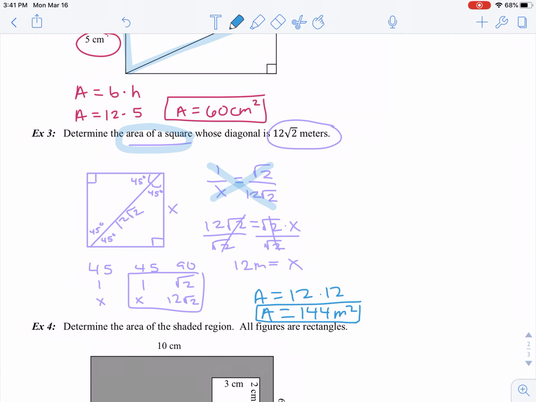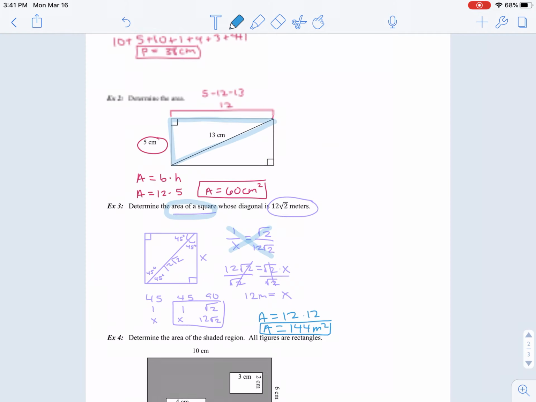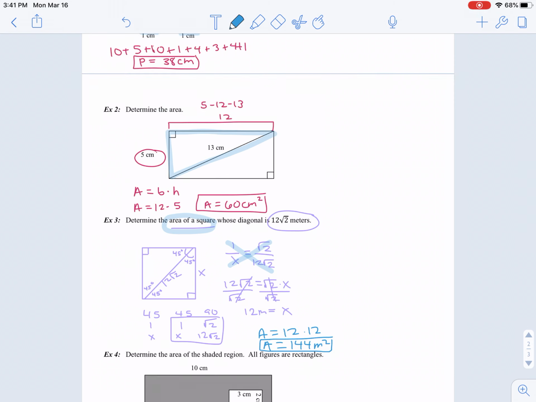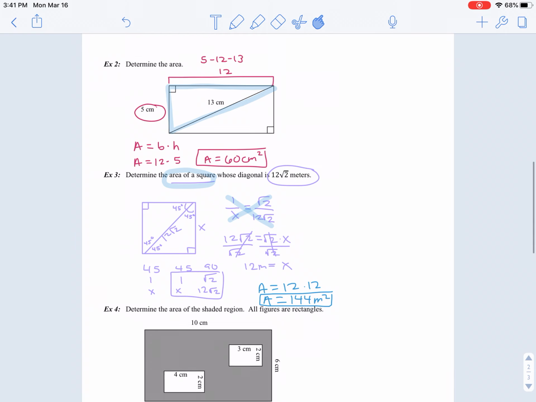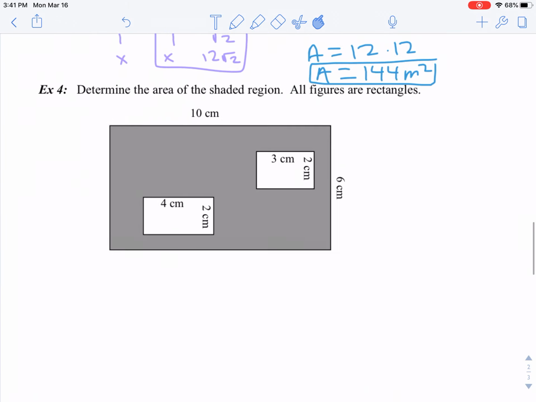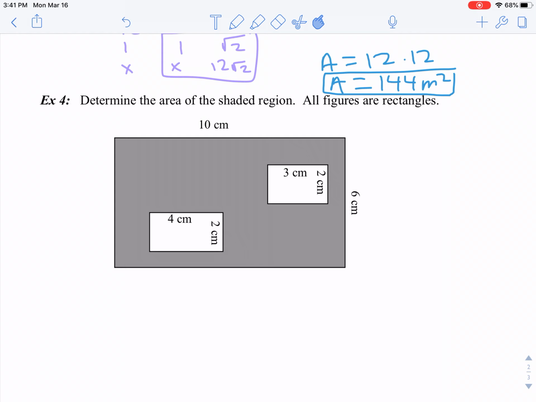meters squared. So just thinking about these last two problems, in both problems we had to use our prior knowledge, we had to use our understanding of right triangles, Pythagorean triples, 45, 45, 90 triangles, etc. Now, we have two more questions we're going to look at.